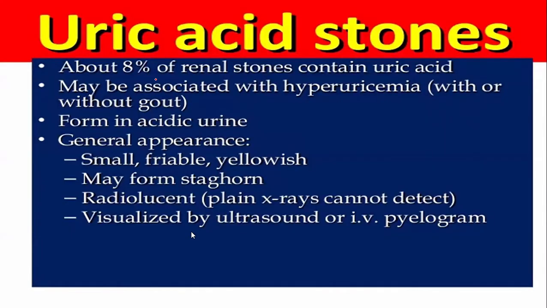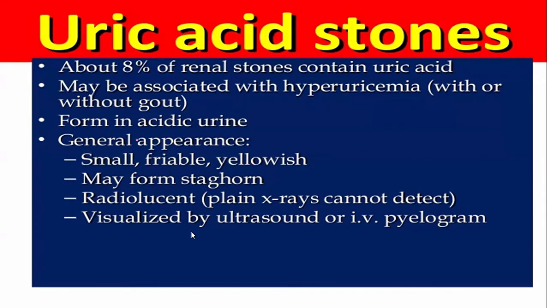Uric acid stones. About 8% of renal stones contain uric acid. The majority are those with calcium, but may be associated with hyperuricemia, with or without gout. So those having increased uric acid can develop uric acid stones. They form in acidic urine, these uric acid stones. That's why one of the treatments therefore of uric acid stones is to make your urine alkaline.